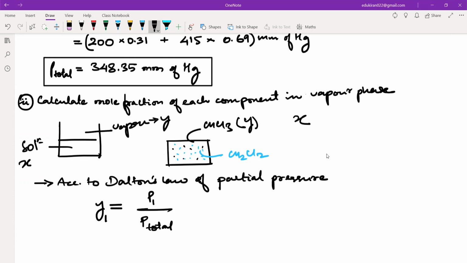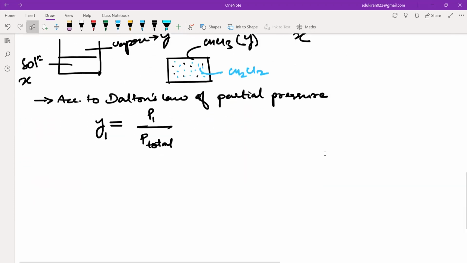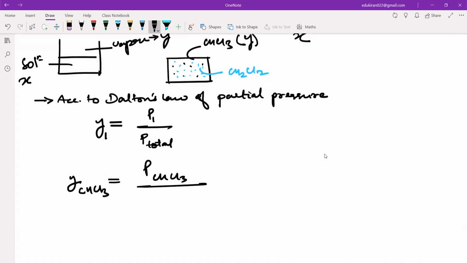Now write this. I will tell you how; it has been taught in 11th class, but still I will tell you. Right now, write: according to Dalton's law of partial pressure, y1 is equal to P1 upon P total. So y of CHCl3 will be equal to the partial pressure due to CHCl3 divided by P total, whatever the total pressure is. And then y of CH2Cl2 will be equal to 1 minus y of CHCl3.